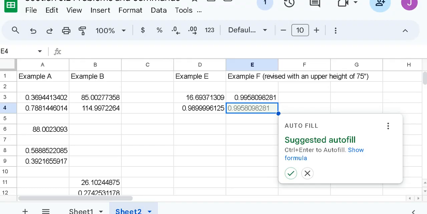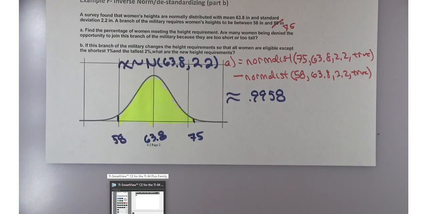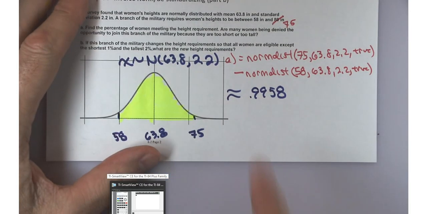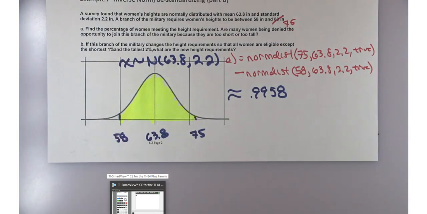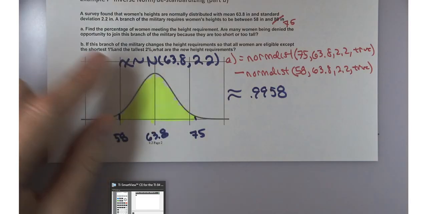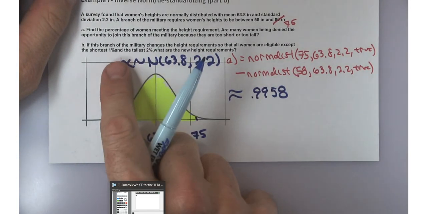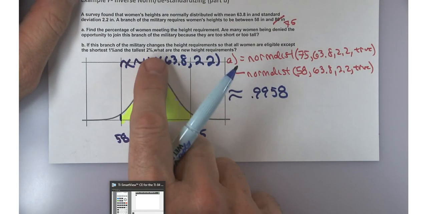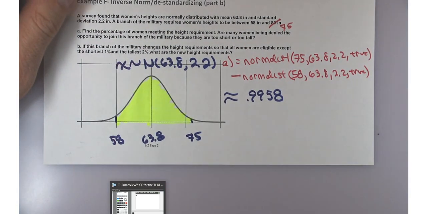So these are the women with heights between those two values. Are a lot of women getting excluded because they don't meet the height requirements? No. Less than 0.5%. 0.42% of women wouldn't meet the height requirements. If you're going to recalibrate things so that the military says, all right, we're going to exclude the shortest 1% and the tallest 2%, what would be those new height requirements?